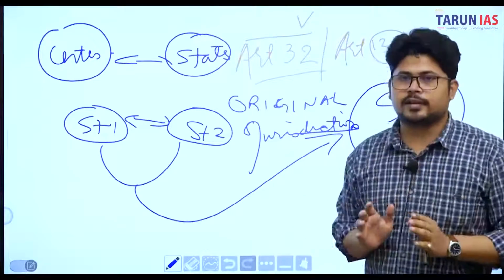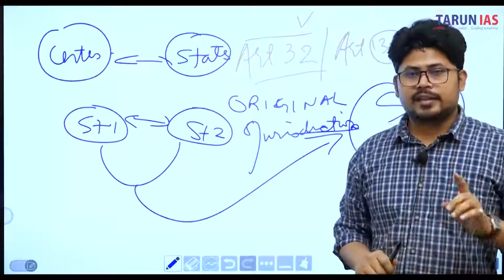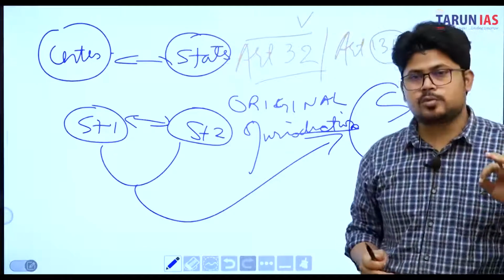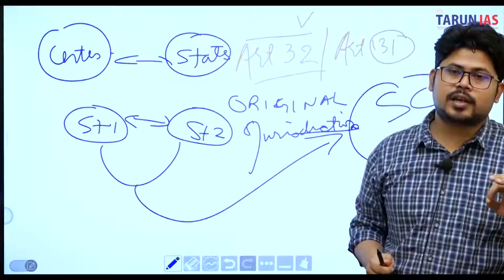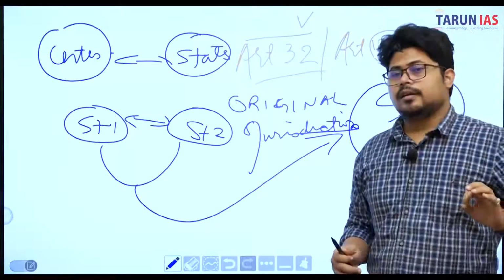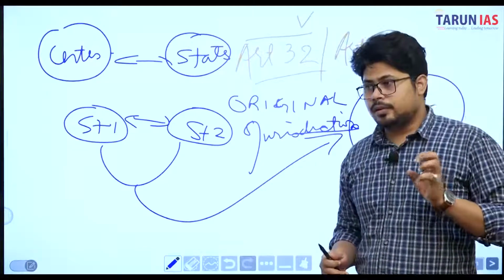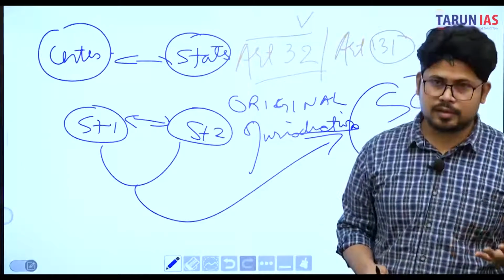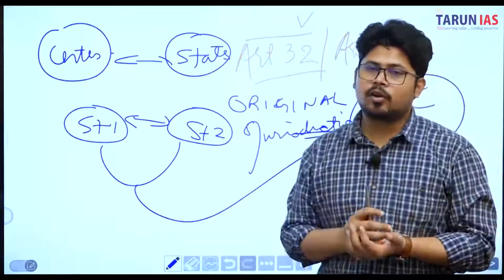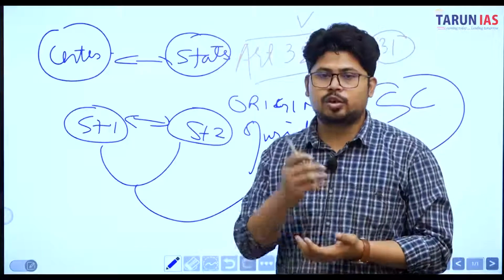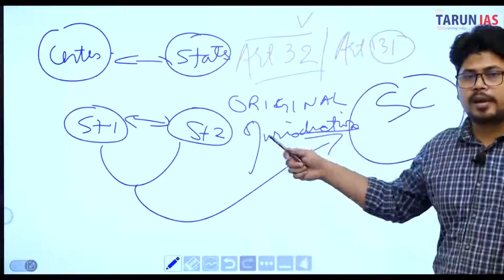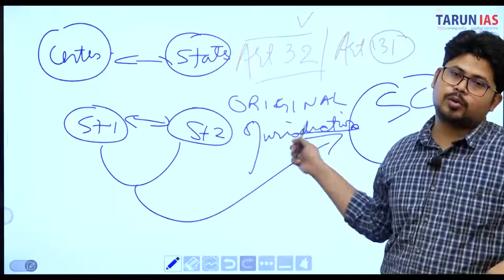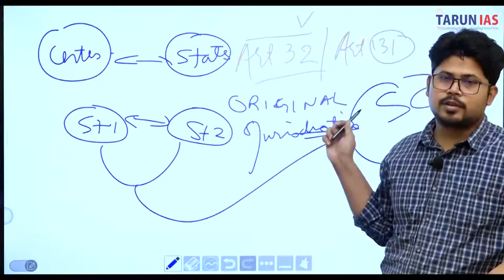So there exists a conflict. In that case it is important to remember that the interstate council does not have the right to tender a binding judgment upon the parties. It can only offer advice, and it is not binding in nature. But if the parties go to the Supreme Court, then the judgment of the Supreme Court is binding upon both the parties, whatever the judgment.